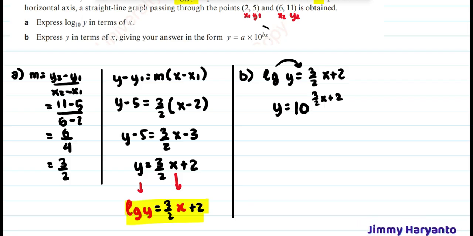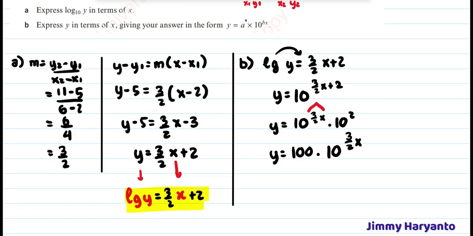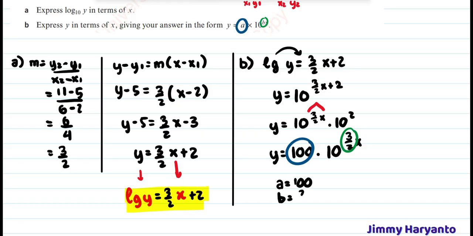And we are not finished yet because the question wants you to answer it in that form. That means we have to split the 10. You'll have y equals 10 to the power of 3 over 2x times 10 to the power of 2. That means this one is 100. I will write the 100 first, times 10 to the power of 3 over 2x. Okay, and from this we can conclude that a equals 100, and b equals 3 over 2.